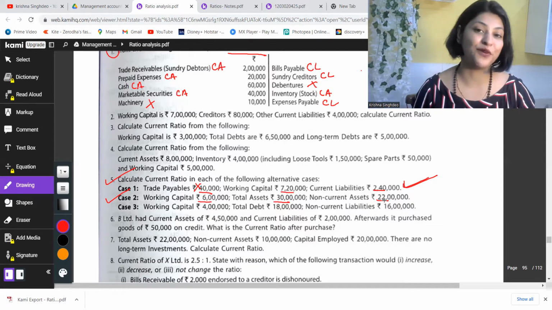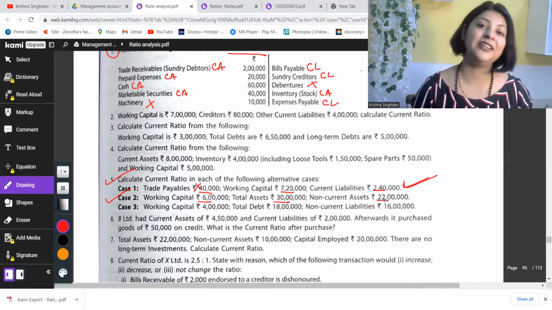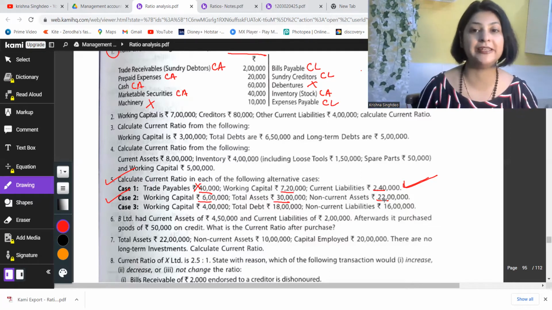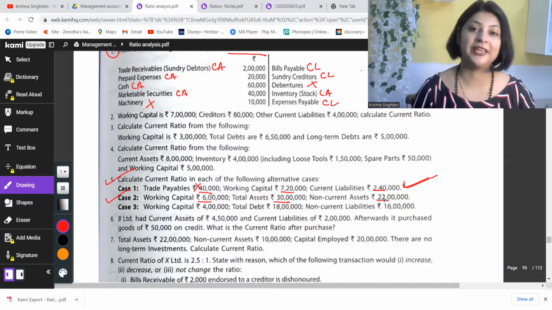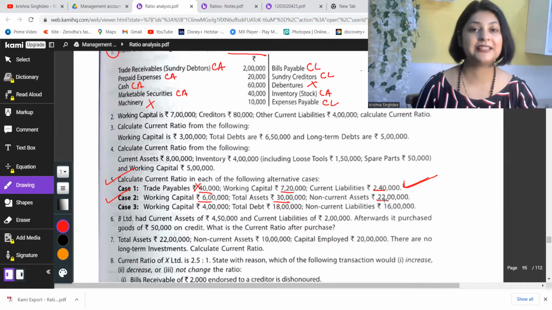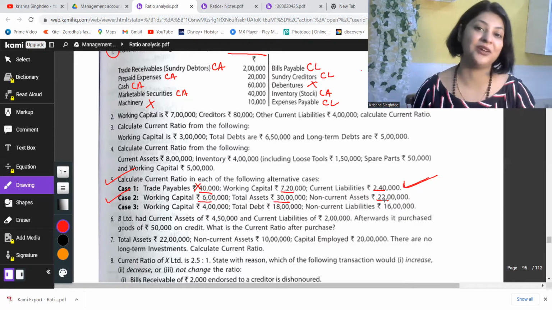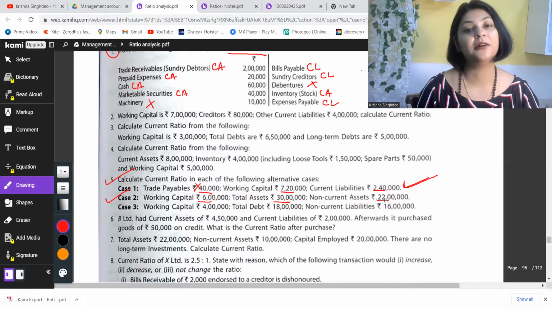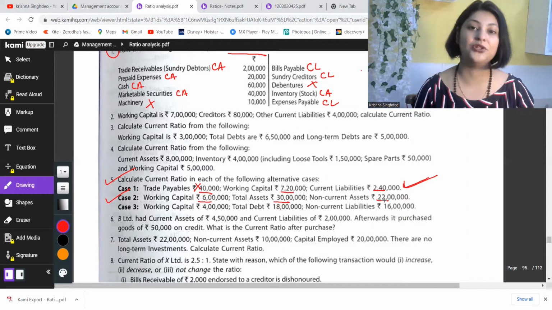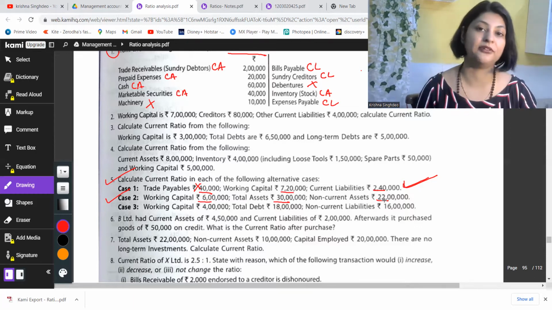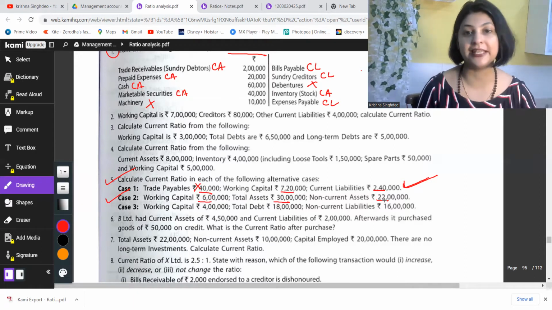And how am I going to find out the current liability? With the help of the formula of working capital. So this first part which I explained to you, total assets minus non-current assets is equal to current assets, you will be able to understand it only when you know the format of the balance sheet. So if you have not yet done the chapter of balance sheet, which is your chapter number 10 as per T.S.